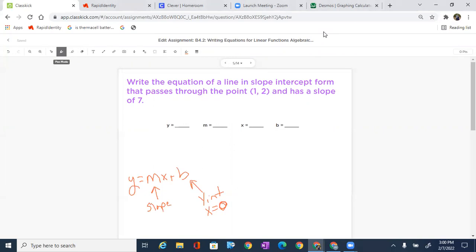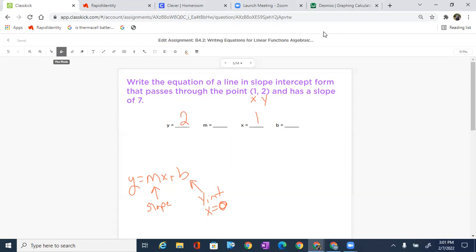All right, in this equation, you'll notice there's a y, an m, an x, and a b in there. What I like to do with these equations is separate them into their pieces so I can find out what it is that I exactly need to solve for. We're given a point that has an x and a y, so I'm going to go ahead and label those. The y is 2, the x is 1, okay?